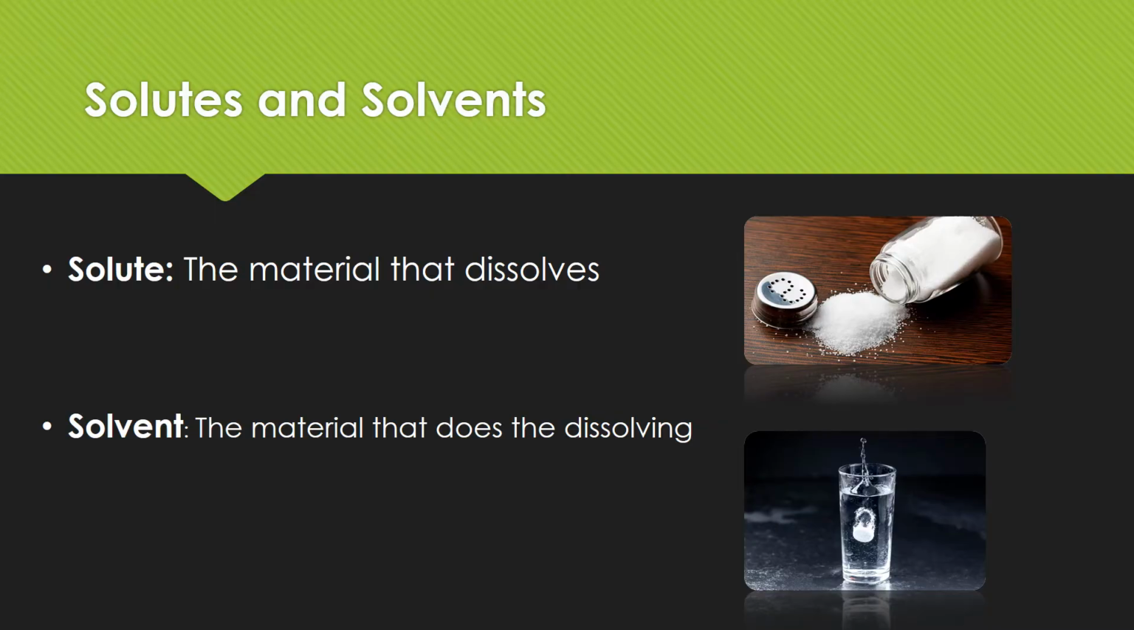The solvent is the material that does the dissolving. So when we mix salt and water, the solute is salt and the solvent is the water because it dissolves it. Or if you were to mix the vinegar and the sugar, the sugar was the solute because it dissolved, and the vinegar was the solvent because it did the dissolving. Those are two key terms that we've been using, but just hadn't given the official titles yet.